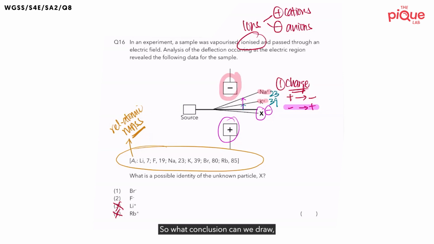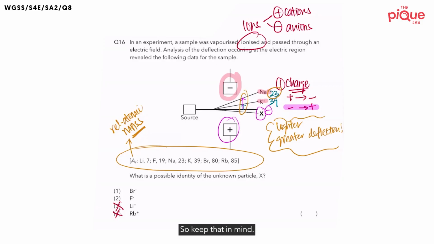So what conclusion can we draw between the deflection as well as the mass? As the mass decreases, the deflection increases. Think about it this way. Is it easier or more difficult to push a lighter object? It is much easier to push a lighter object. Therefore, the lighter the particle, the greater the deflection. So keep that in mind.